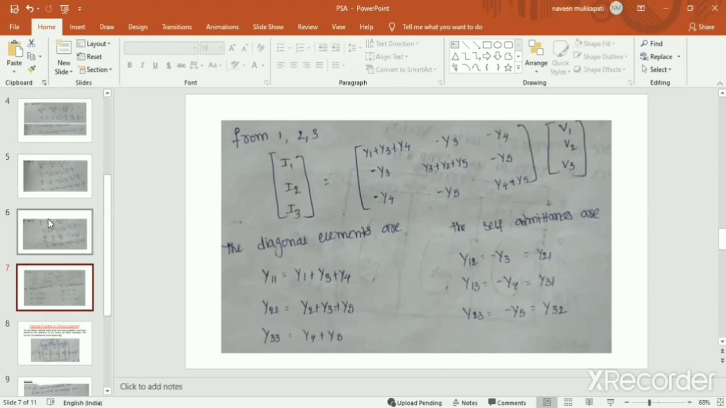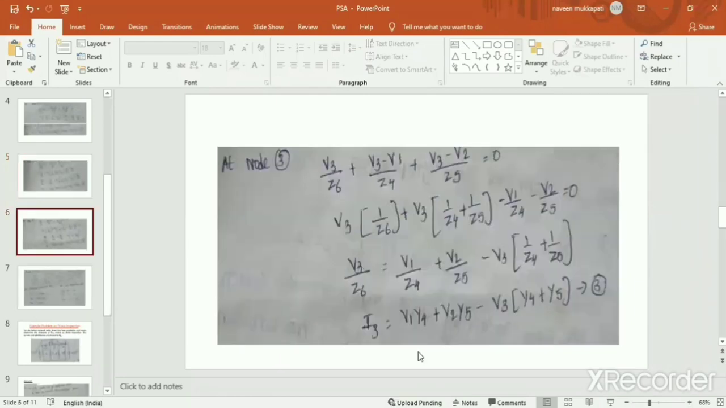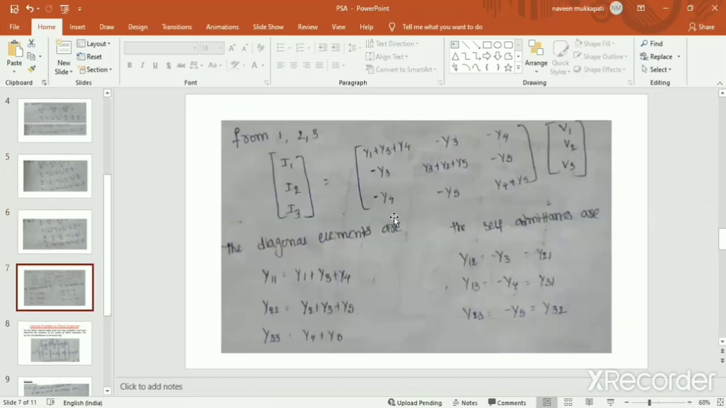What is the second equation? Equation number 2, V1: that means minus Y3, then Y3 plus Y5 plus Y2, then minus Y5. Next, what is the third equation? That is minus Y4, minus Y5, Y4 plus Y5. Then multiplied with V1, V2, V3.